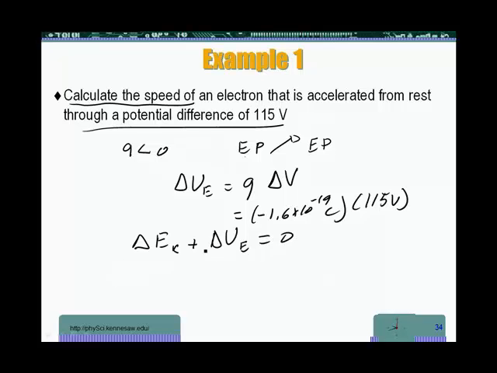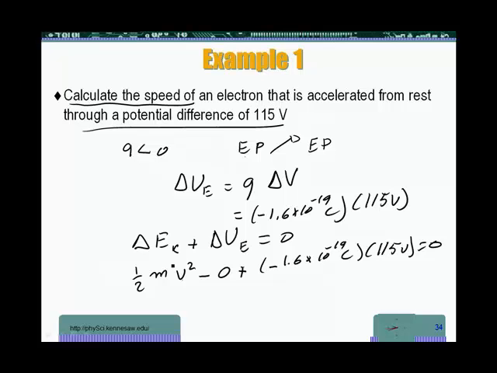Now, the change in kinetic energy is going to be 1/2 m v squared minus 0. v is the final speed. The change in electrical potential energy is what we just discussed here. It's going to be minus 1.6 times 10 to the minus 19 coulombs times 115 volts, and the sum is equal to 0.